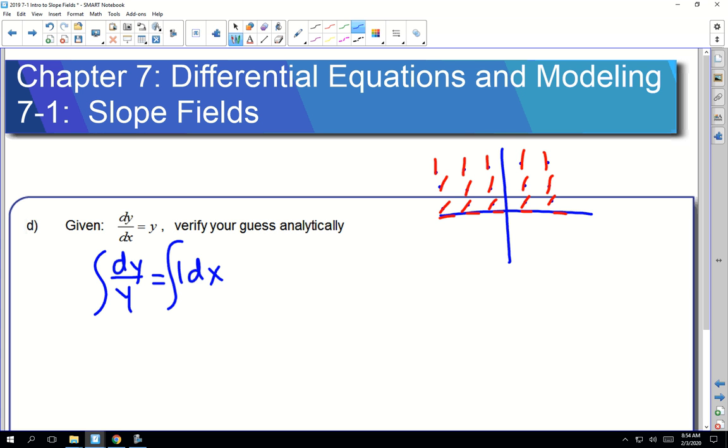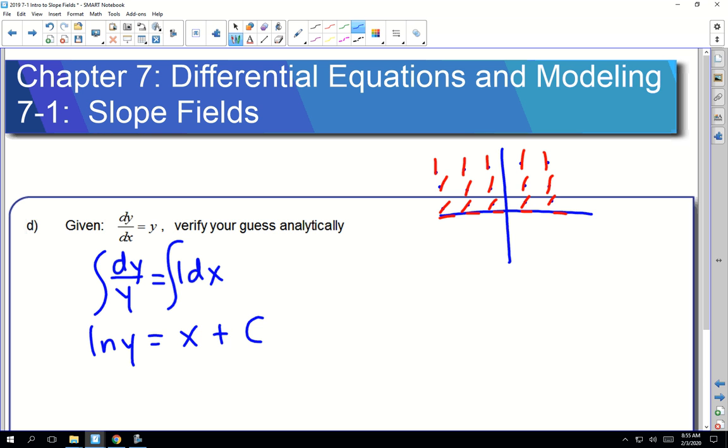The left-hand side, if you integrate dy over y, integrating with respect to y, it's just going to be ln of y, because the derivative of ln of y is 1 over y. And over here, the integral of 1 dx is just x. Then we place a plus c in here. We could actually have a plus c on the left and on the right, but if I subtract the constant from the left over to the right, it just gives me 1 constant. We typically put it on one side of the equation or the other, not both.